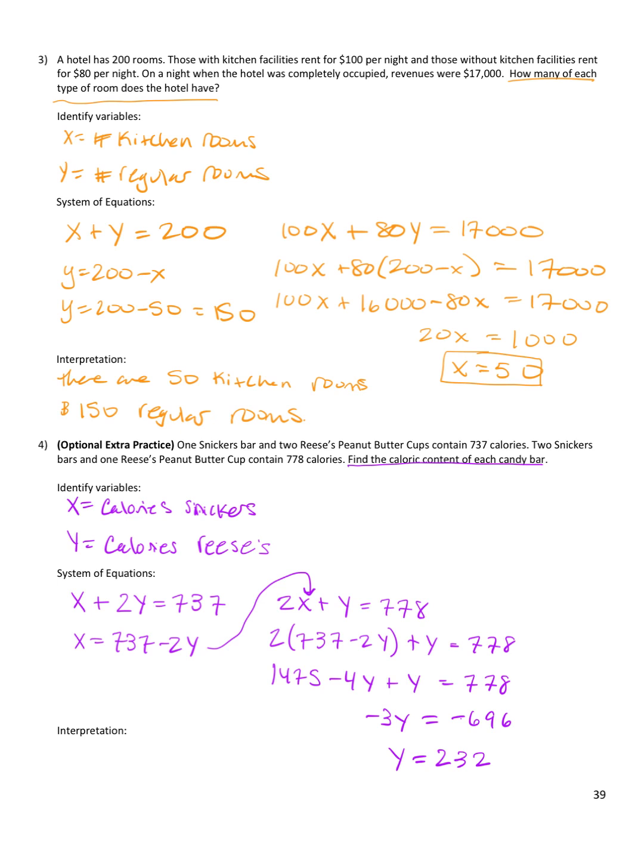So my interpretation is Reese's have 232 calories. And I also need to know Snickers. So Snickers have how many? So that's my X. So I can go back up here and say, well, X is 737 minus 2 times Y, which I now know is 232. 273.